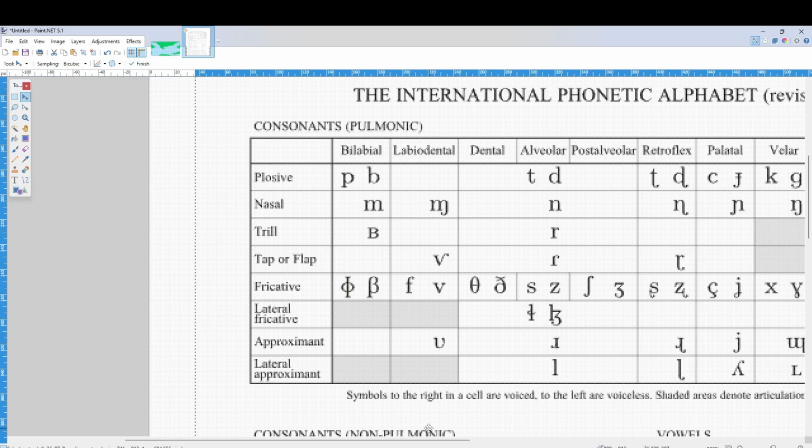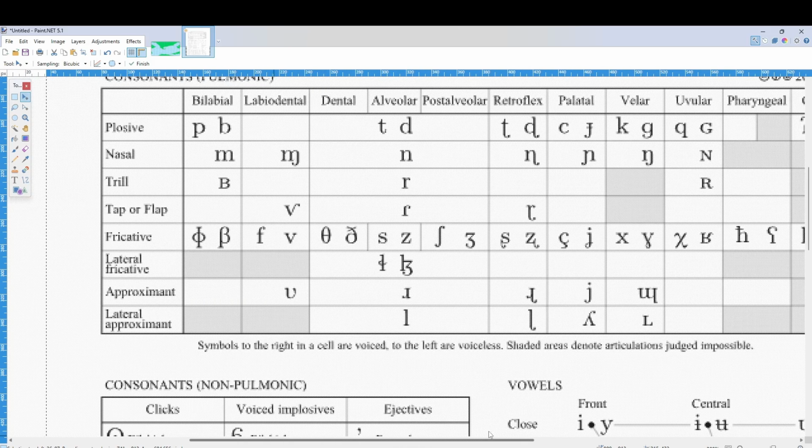Trills are pretty much doing something a lot, like taps or flaps. There's not much to say, like in ada and va. Fricatives are putting two parts very close together and blowing, like in fa and ja. Lateral fricatives make air go out the sides, like in sha. Approximants, two parts nearly touch, like in ra and wa.